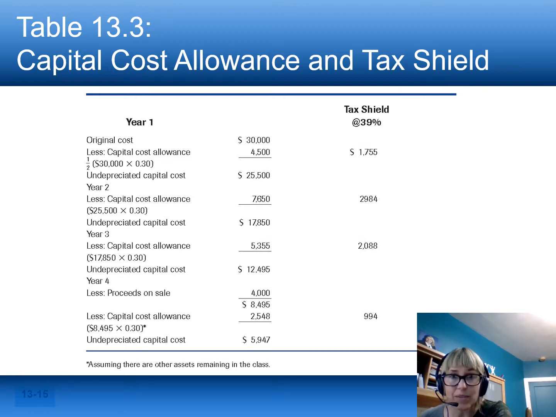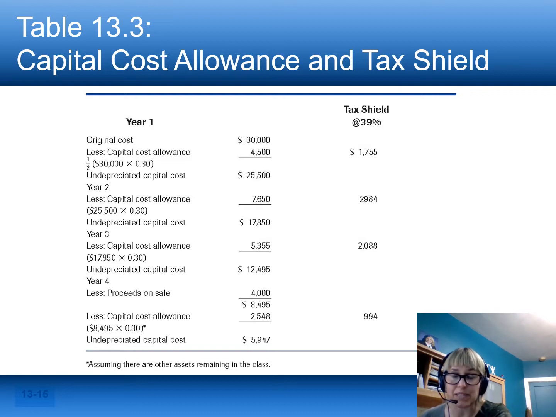Now if we look to the right, what that's doing is taking the $4,500 CCA, capital cost allowance, and multiplying it by the tax rate of 39%. And it's saying there's a tax shield of $1,755, because we have this taxable allowed expense that we can deduct against revenue. So we're taking $4,500 of revenue and shielding it from income tax by having a deduction that we can claim against that revenue, and the total value of that tax shield is $1,755.